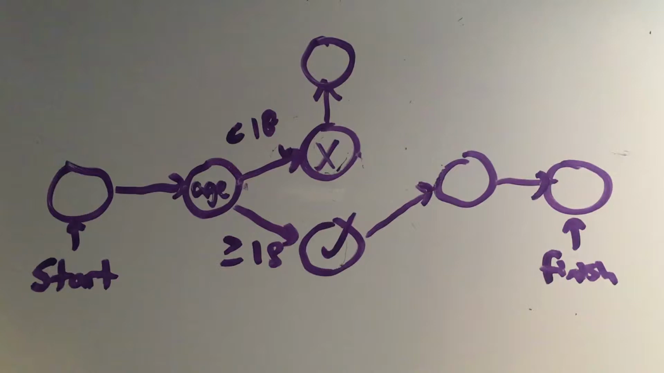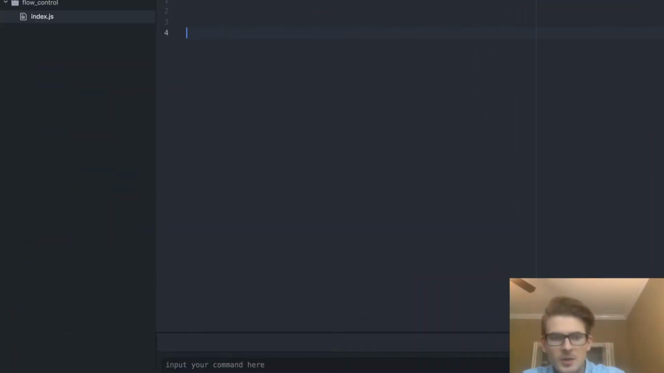So now that we had a little bit of an overview of how to write Boolean expressions and how flow control works, let's go ahead and start writing some code in the editor. The first thing in flow control I want to talk about is if statements. So let's start writing some code to demonstrate the syntax for using if statements.